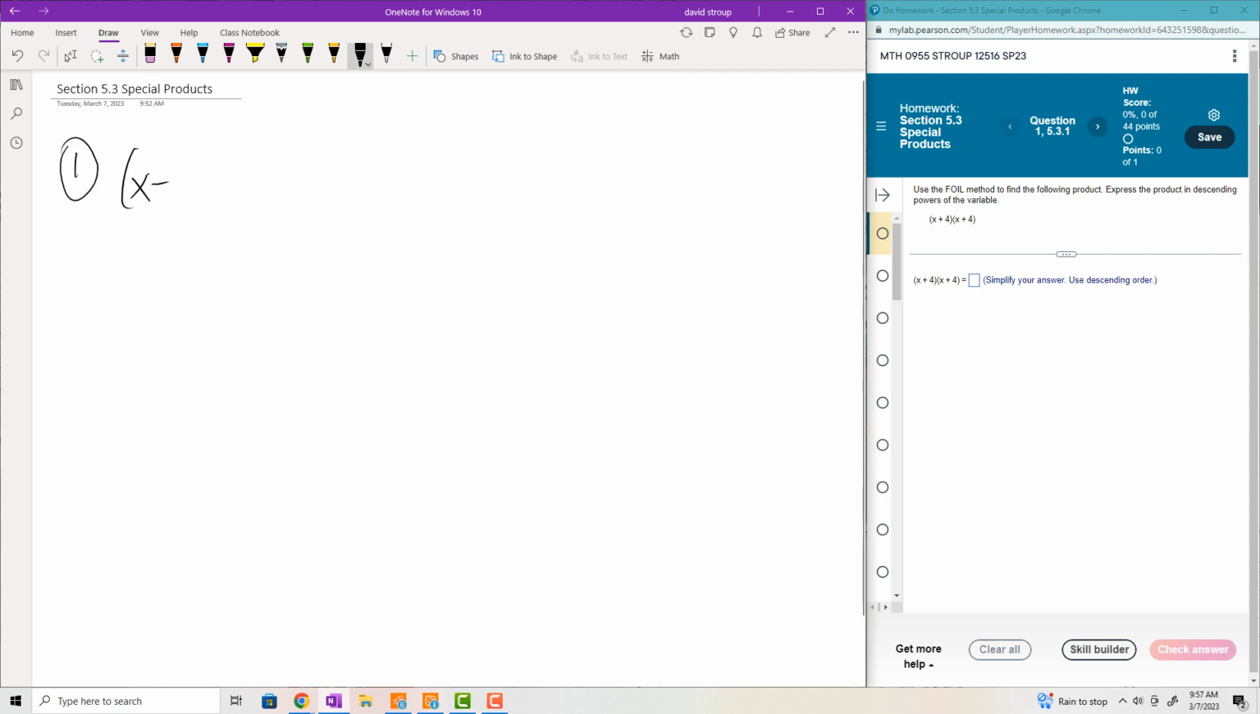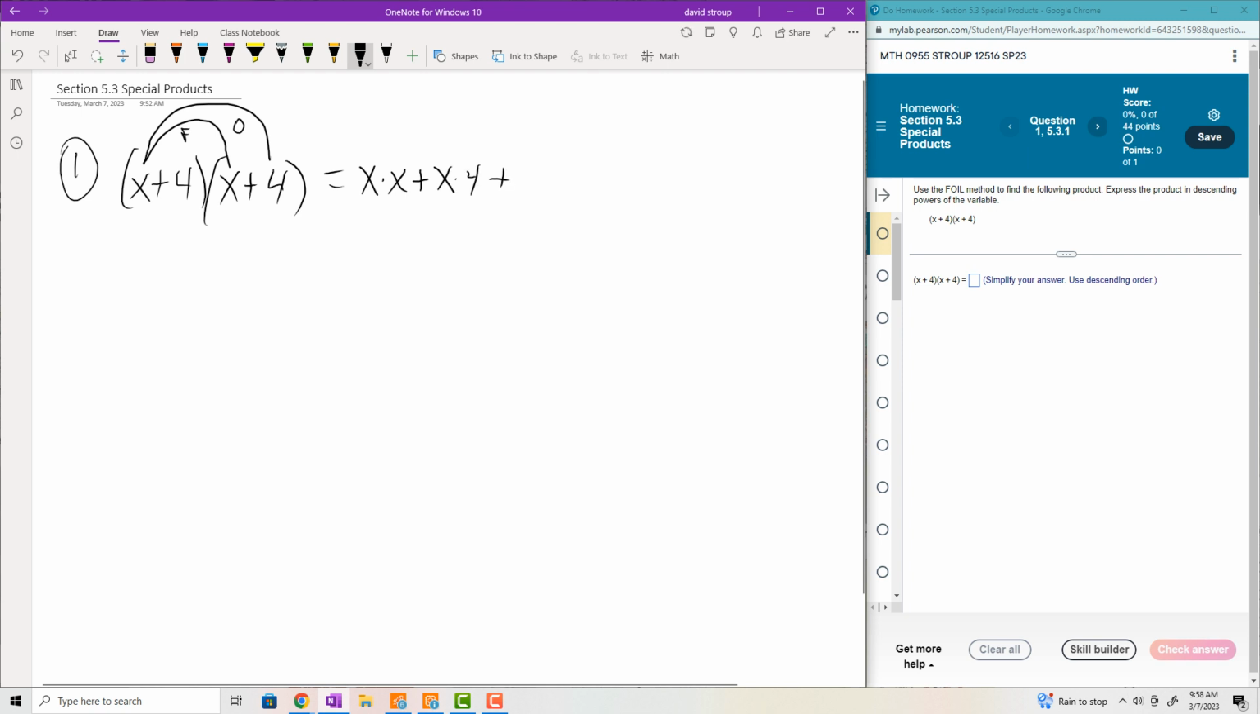We want to use the FOIL method, which is basically just the distribution method that I've been teaching you already. It's just we put a name on it. So FOIL means multiply the first, so x times x. Then multiply the outer terms, that's the O, so it'll be plus x times 4. And then multiply the inner terms, plus 4 times x, and then multiply the last terms, which is plus 4 times 4.